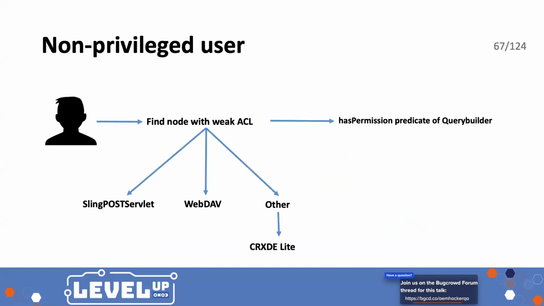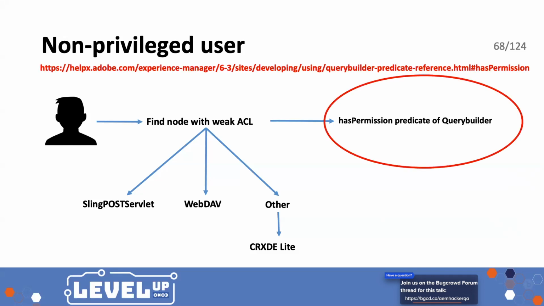With credentials of a non-privileged user, you can try to find, using QueryBuilder servlets, what nodes are accessible to you for writing. There is a special predicate with the name hasPermission for that purpose. After finding a suitable node, you can try to modify existing or create new content to get an XSS.